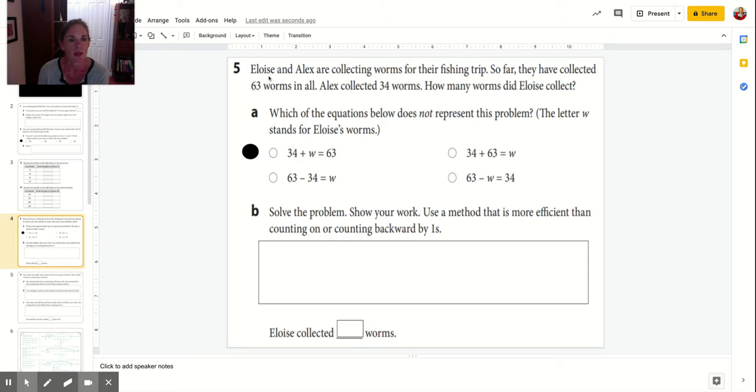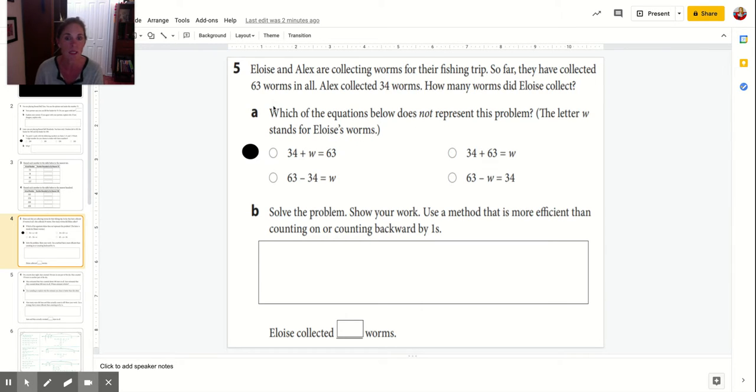Number 5, Eloise and Alex are collecting worms for their fishing trip. So far, they have collected 63 worms in all. Alex collected 34 worms. How many worms did Eloise collect? They've collected 63 worms in all. Alex collected 34. How many worms did Eloise collect? So, which of the equations below does not represent this problem? The letter W stands for Eloise's worms.